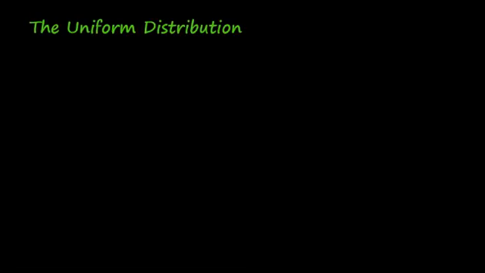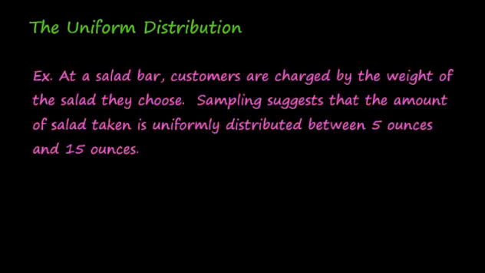To make the connection between area and probability, let's look at a continuous probability distribution called the uniform distribution. In a uniform distribution, the values are spread evenly over the range of possibilities. The graph of a uniform distribution results in a rectangular shape. So let's look at an example.